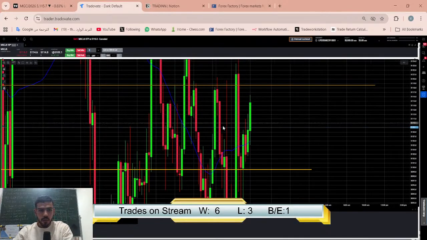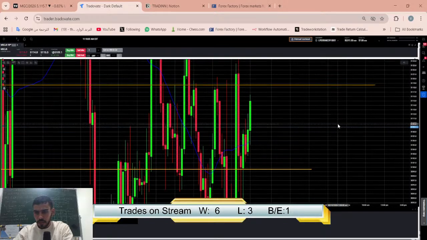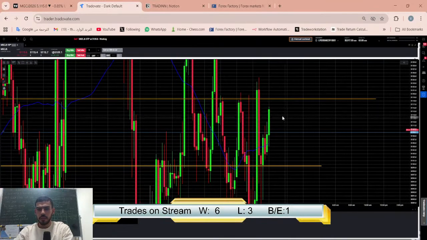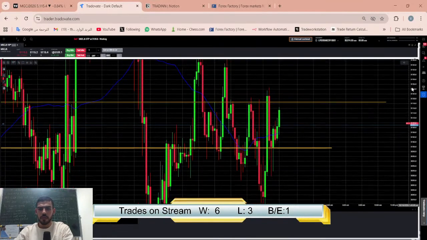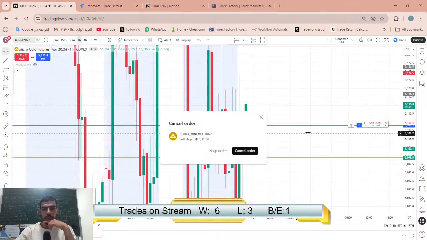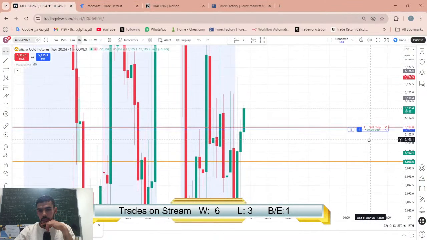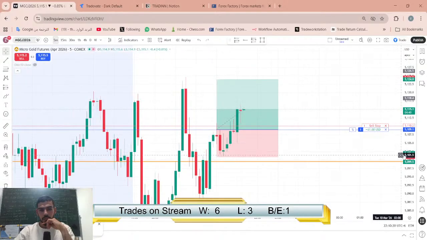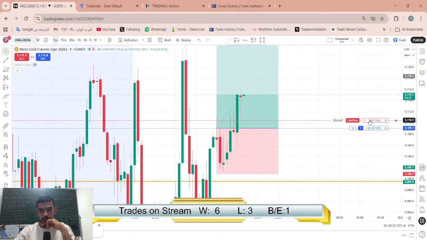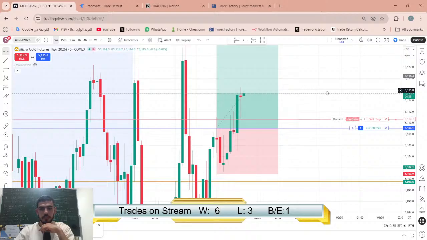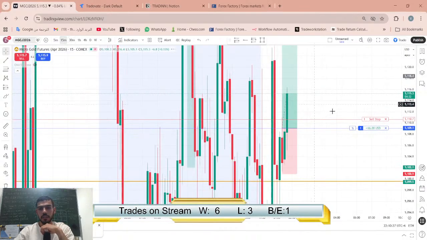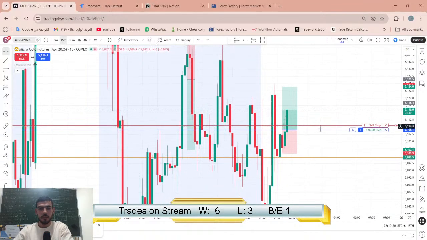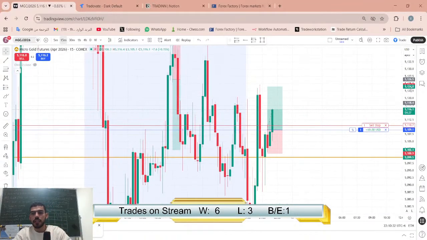I have just one contract running on MGC. I sell one stop. Stop is at break even. If it could reach this area, we'll secure; otherwise, just leave it running. Looks like this. Trailing it below this 5-minute candle, and just leave it. Let's see where the 15-minute candle is going to go.